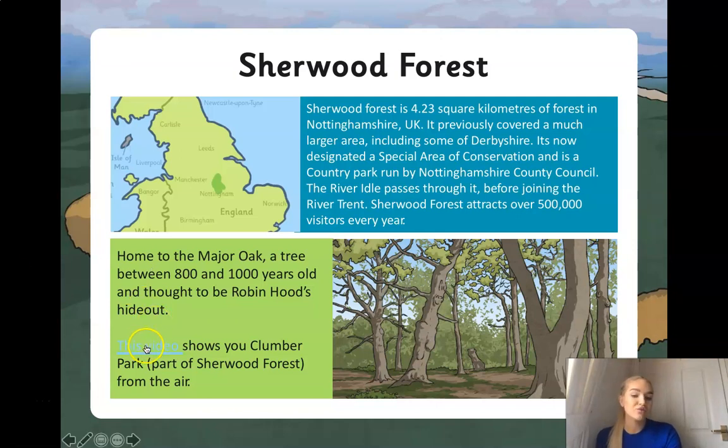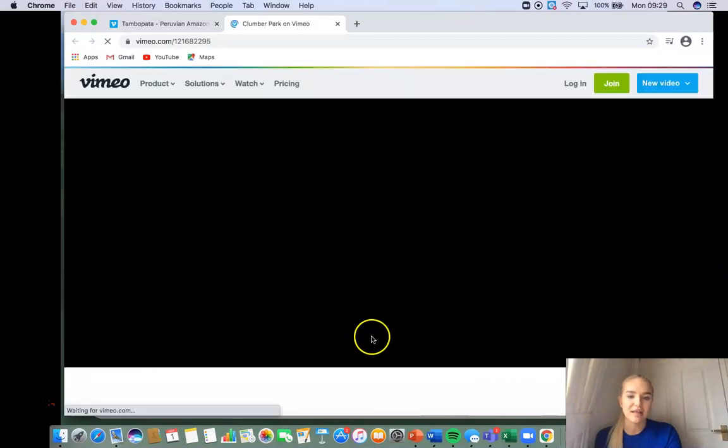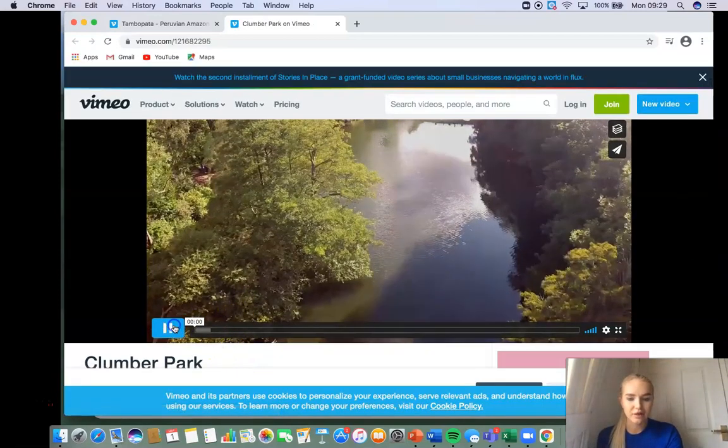I want you to think of the types of trees that you can see and anything else you can see here too. So let's just have a look.